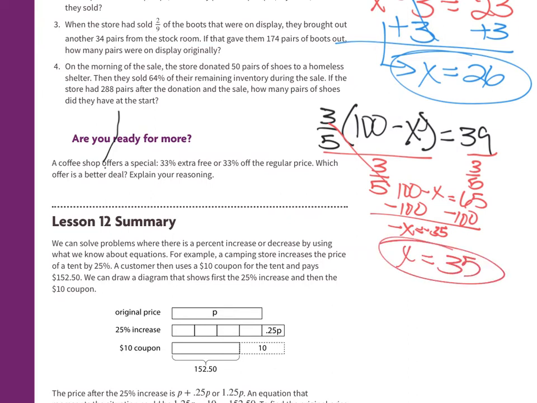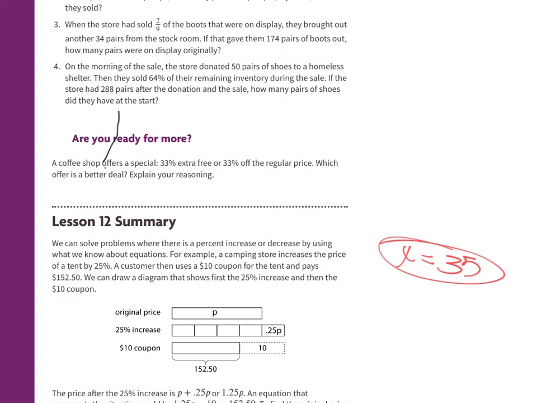Okay, and we'll do one more. We'll do number 4. All right. On the morning of the sale, the store donated 50 pairs of shoes to a homeless shelter. They sold 64% of the remaining inventory during the sale. If the store had 288 pairs left, how many shoes did they have at the start?